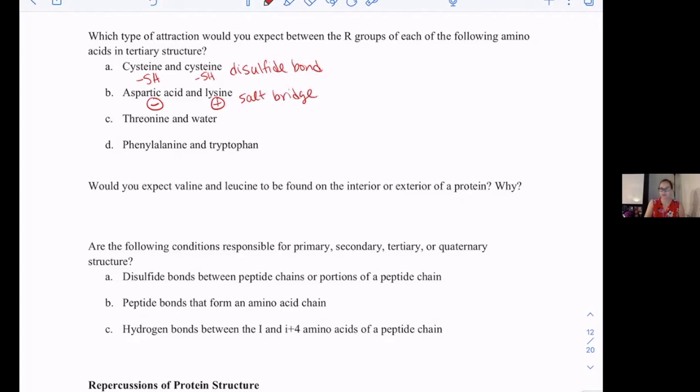Threonine and water. Okay, so threonine has an alcohol on it. Water, we know, H2O. So I would expect between the OH, either the oxygen can have hydrogen bonding or the hydrogen can have hydrogen bonding with water. So I would expect lots of hydrogen bonding with water.